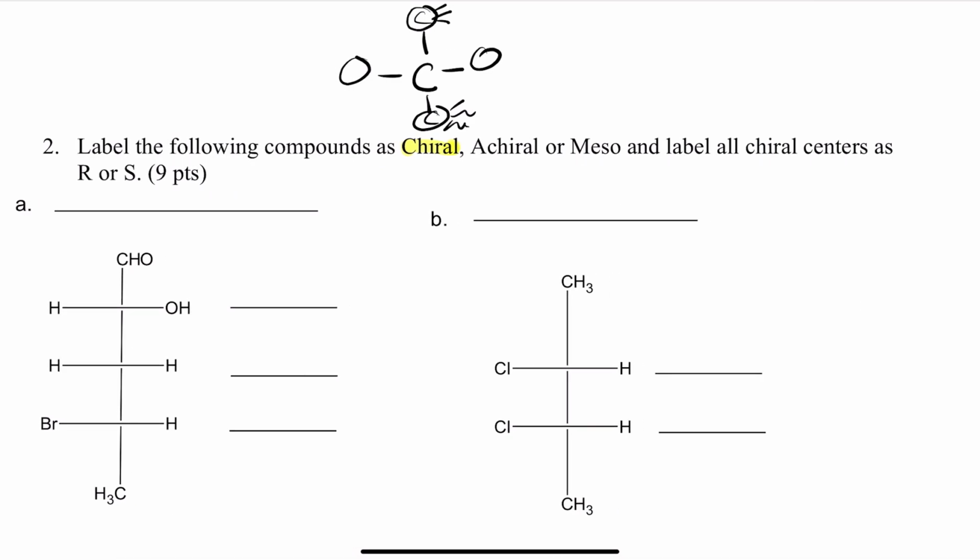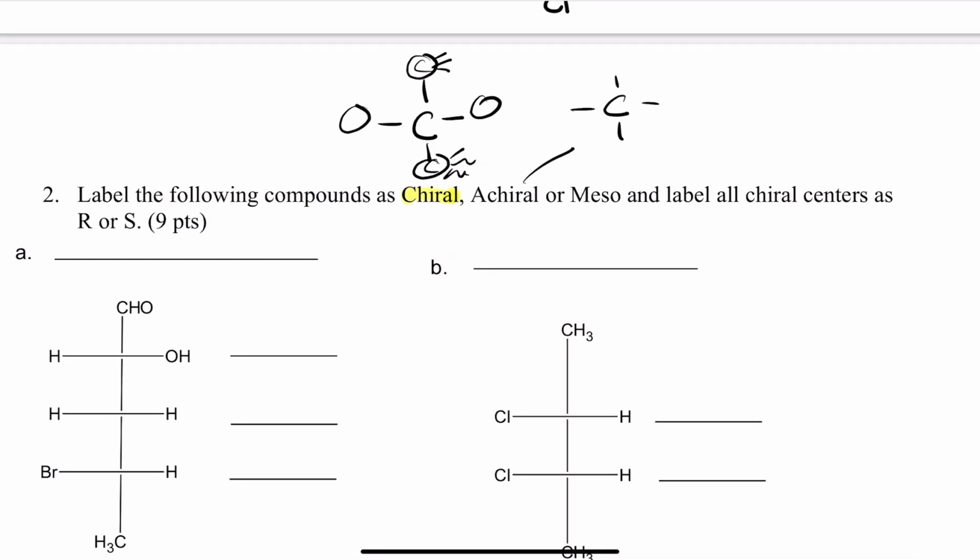Achiral does not have chiral centers. So achiral is going to have at least 2 atoms or groups that are identical. So for example, a carbon that's connected to, say, a bromine, a chlorine, and 2 fluorines, and each of those aren't connected to anything different. It's achiral. It doesn't have any chiral centers. It's not connected to 4 different things.